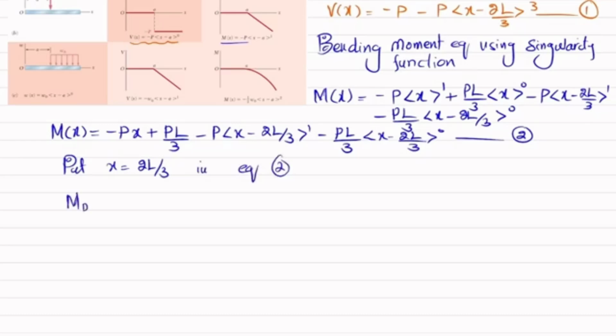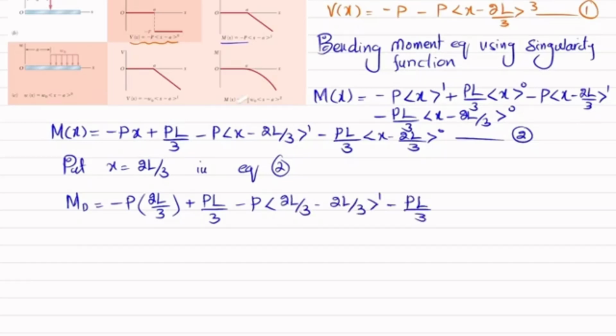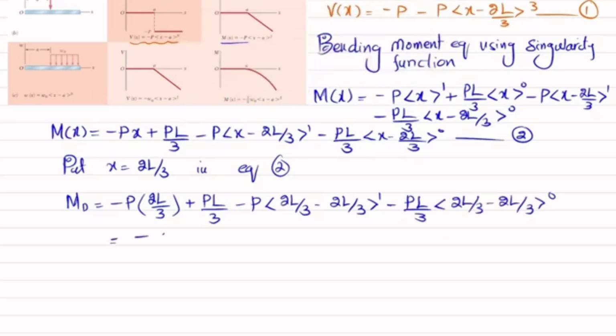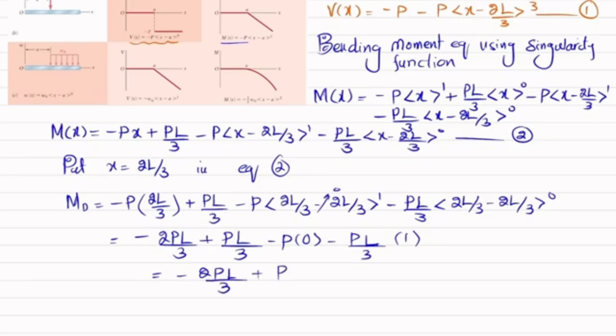So the moment about point D will become equal to minus P, x will be replaced with 2L over 3, plus PL divided by 3, minus P times 2L divided by 3 minus 2L divided by 3 power 1, minus PL divided by 3 into 2L divided by 3 minus 2L divided by 3 power 0. So we will get minus 2PL over 3 plus PL over 3 minus P times this term, which will be 0. Anything power 1 of 0 is 0. So minus P into L divided by 3 and this term will be 0, 0 power 0 is 1. So we can write it minus 2PL divided by 3 plus PL divided by 3. This will be 0. Minus P into 0 is 0. And minus PL divided by 3.